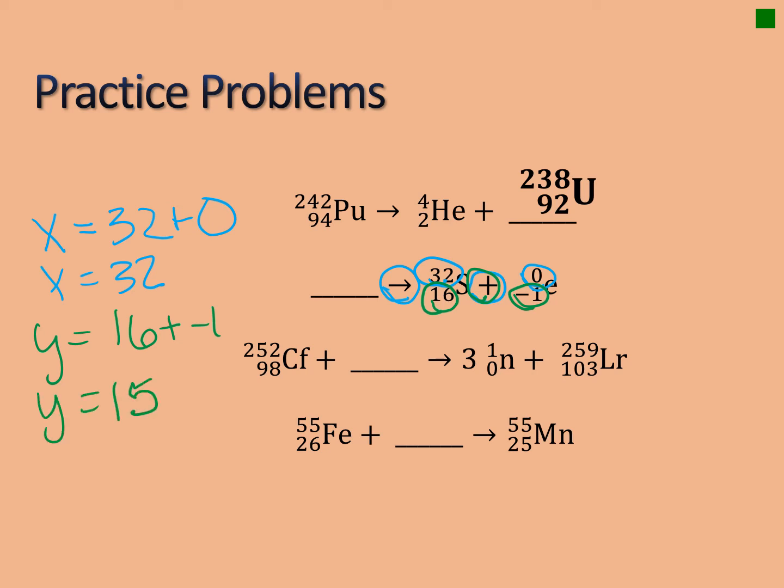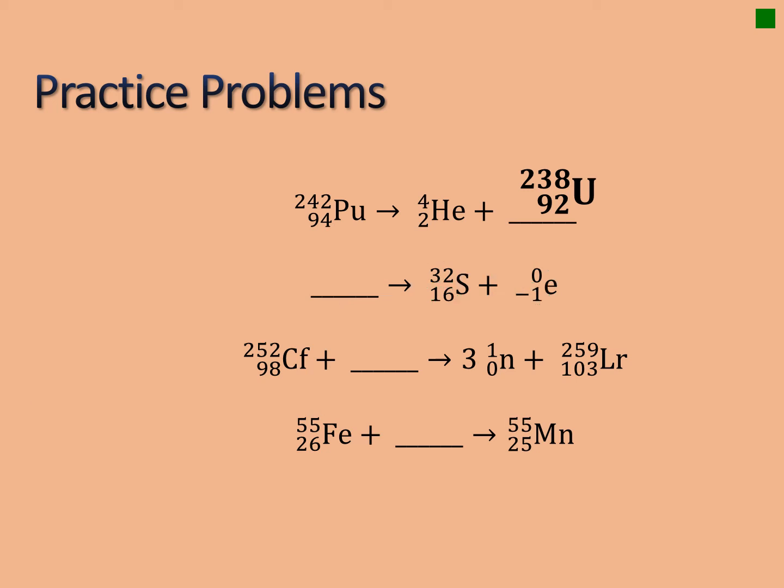So my answer would be 32 over 15. I'm going to look at what 15 is on the periodic table, and 15 is P, so I would leave it like that. Okay, next one. A little bit trickier. Same thing though, but there's a little bit more to it.